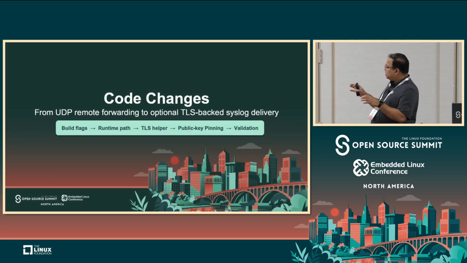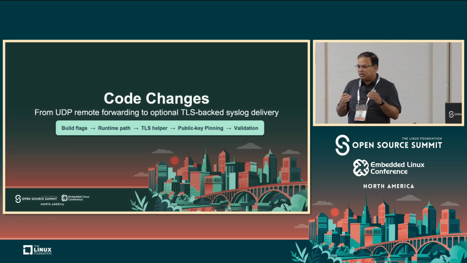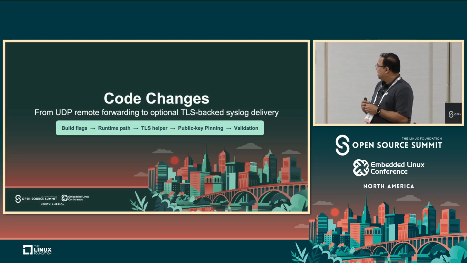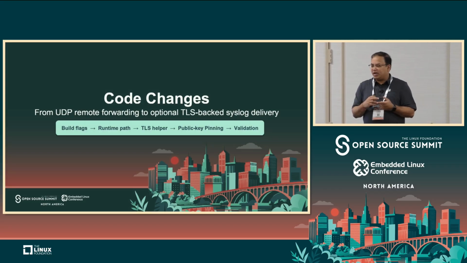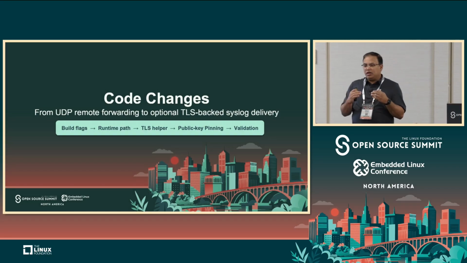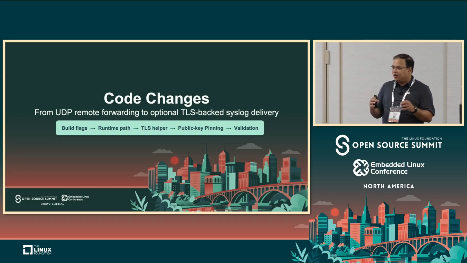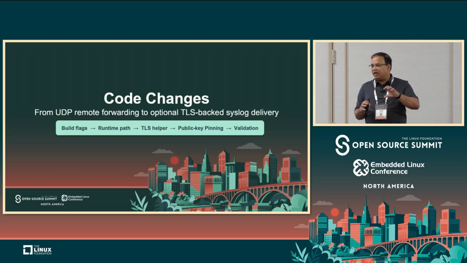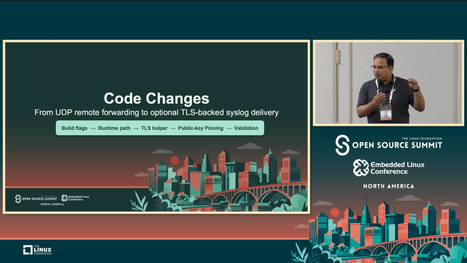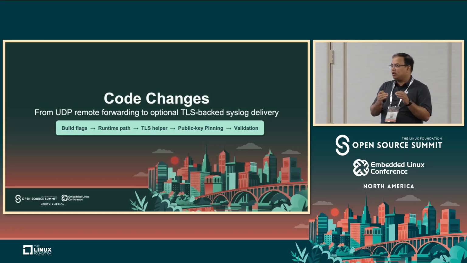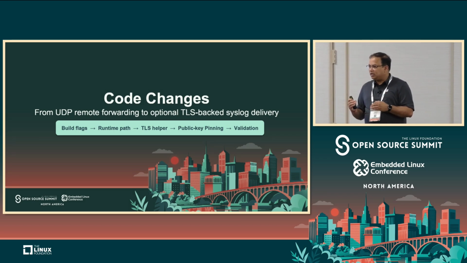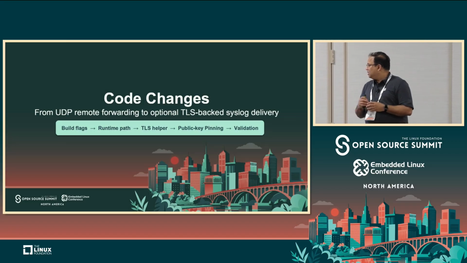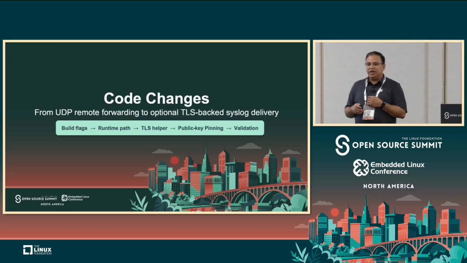These are the code changes which we did to support this additional path while preserving the UDP forwarding path. We introduced build flags and a runtime path. A new TLS helper module was introduced to implement this functionality. We kept the generic syslogd for the regular things, and we built a hook for the new TLS framework path so that the TLS functionality is separated from the existing code. Then we added the public key pinning, and we validated the entire feature set.